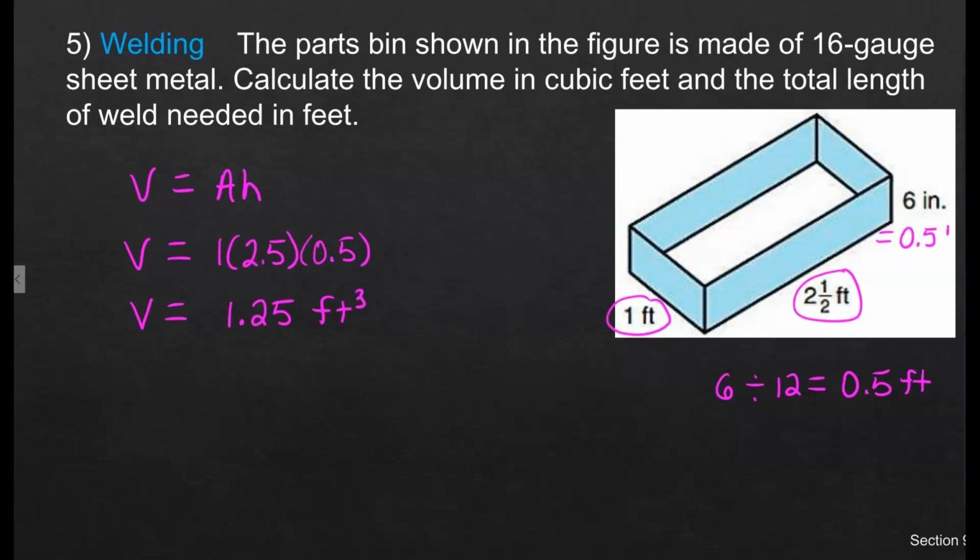Now let's talk about the length of the weld. So I'm going to try to draw all the places where we're going to weld, right? We've got all along the edges to put this box together, right? So we have 1 foot plus 1 foot plus 2.5 foot plus 2.5 foot, and we have all the corners. So that's going to be 4 of those. Oops, I missed there. Okay.